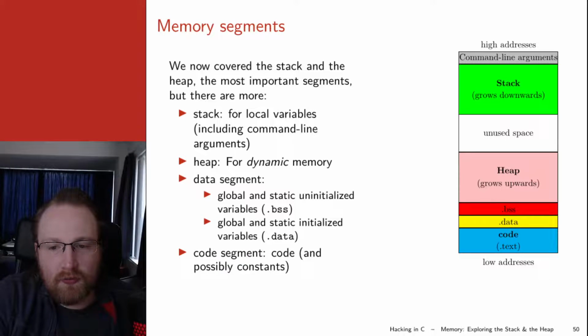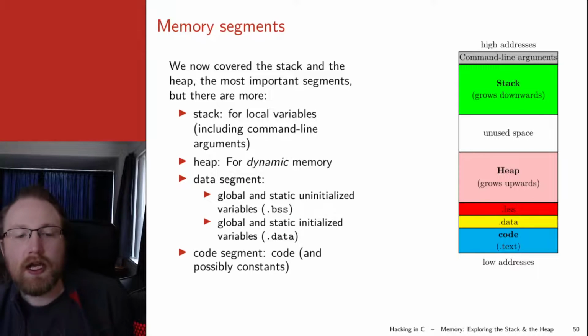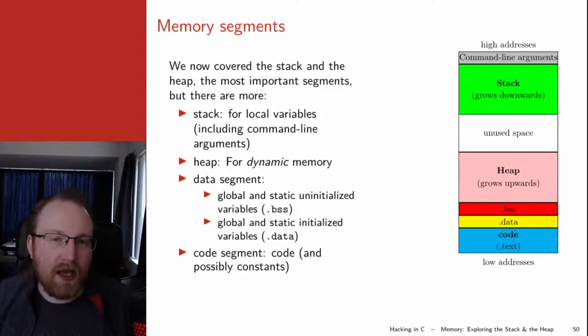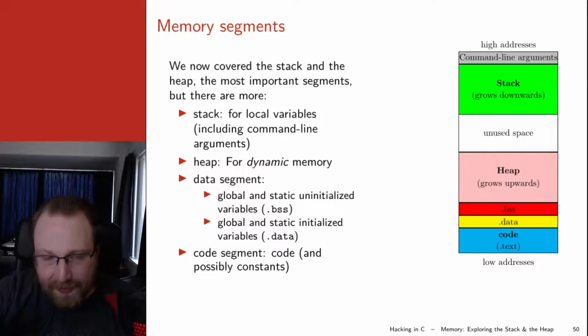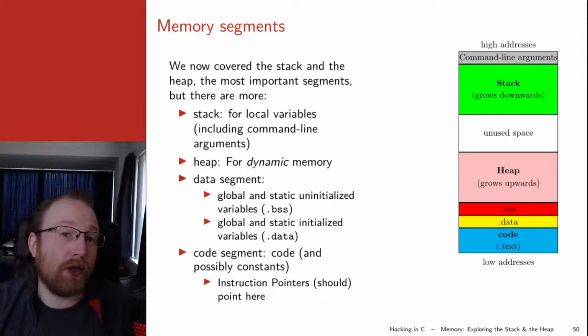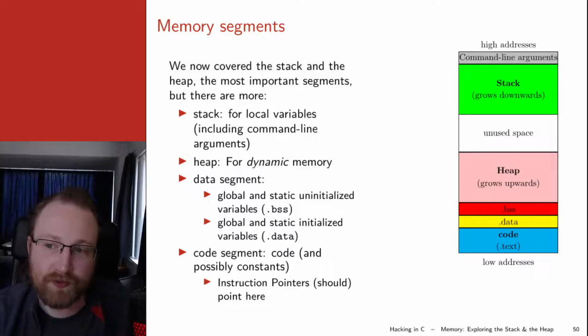So those are the things that are globally accessible to the program. And then the code segment, that is where the machine instructions are. And possibly constants that you put into the code when you compile it. So that is where this von Neumann architecture keeps its executable memory. Now the instruction pointer should point into the code segment. And the rest of the course is about what happens if it doesn't. But yeah, that is where the instruction pointer points.